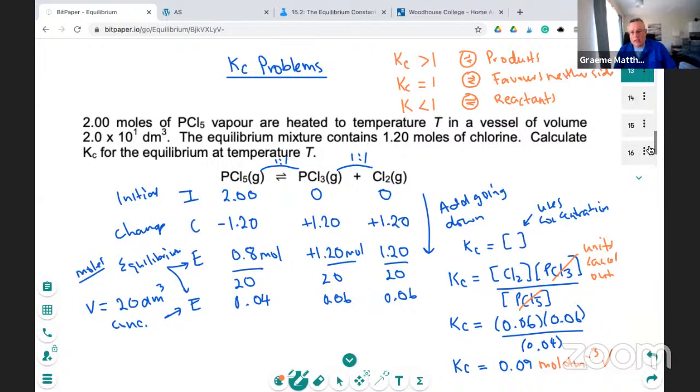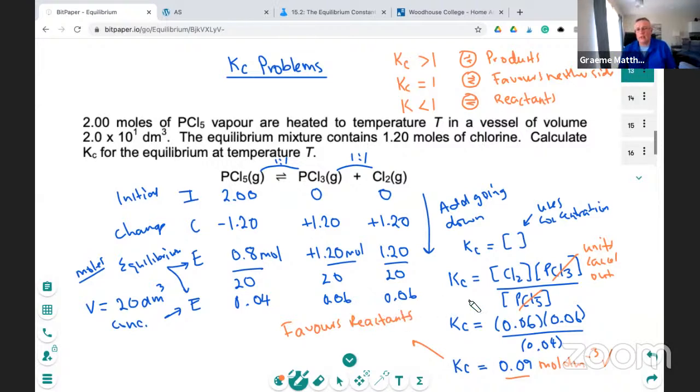So if it's 0.09, this means that Kc is less than 1. And so I'm going to put down, although they didn't ask us, that this favors the reactants. It's less than 1.